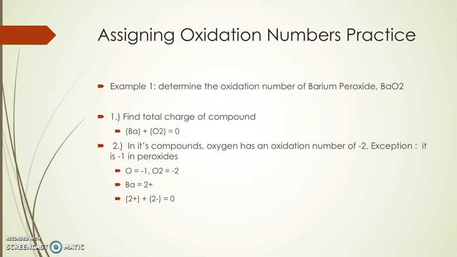Example 1. Determine the oxidation numbers of barium peroxide. First thing we do is find the total charge of the compound. No free elements or free ions, so the total charge is 0. Now we want to assign oxidation states.